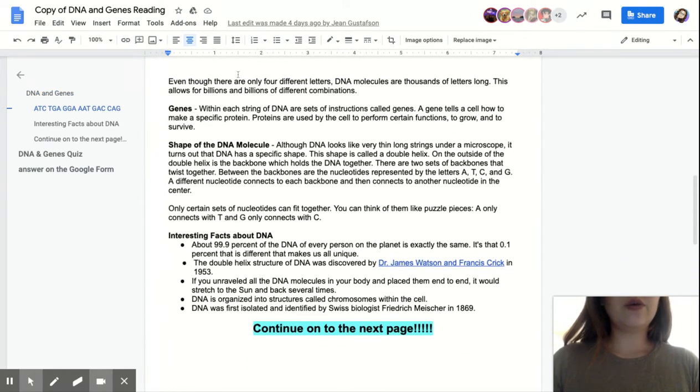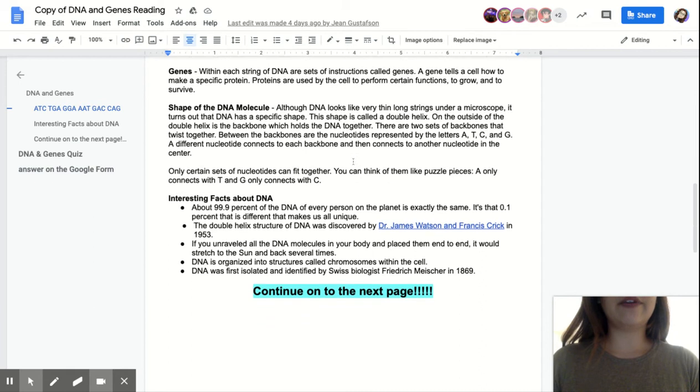Even though there are only 4 different letters, DNA molecules are thousands of letters long. This allows for billions and billions of different combinations. Genes. Within each string of DNA are sets of instructions called genes. A gene tells a cell how to make a specific protein. Proteins are used by the cell to perform certain functions, to grow and to survive.